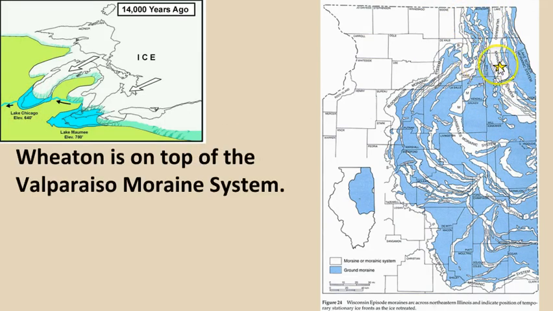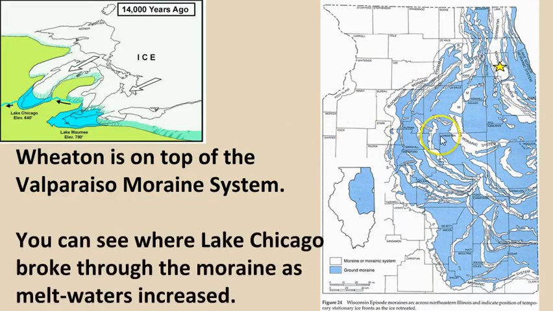Wheaton, which is the star here, is on top of this moraine. So when you drive around this region, like as you drive to Glen Ellyn or Lombard, you go down a big hill, and what you're actually doing is going down the side of this moraine. You've probably done this lots of times without even knowing it. And as you move towards Aurora, towards the Fox River, it's the same thing. You'll get a decline or a drop, because you're going down the side of the moraine, and that's this right here.